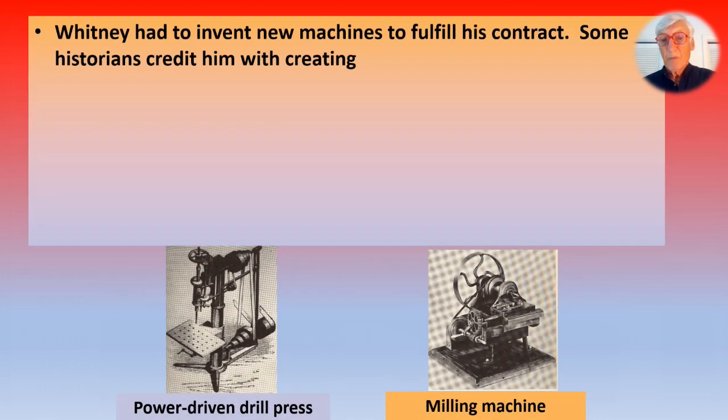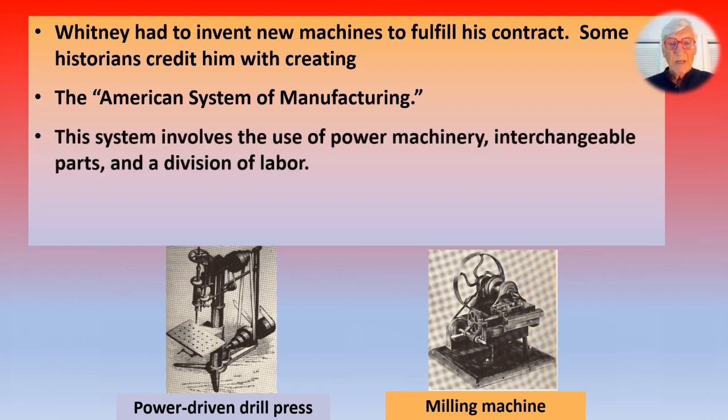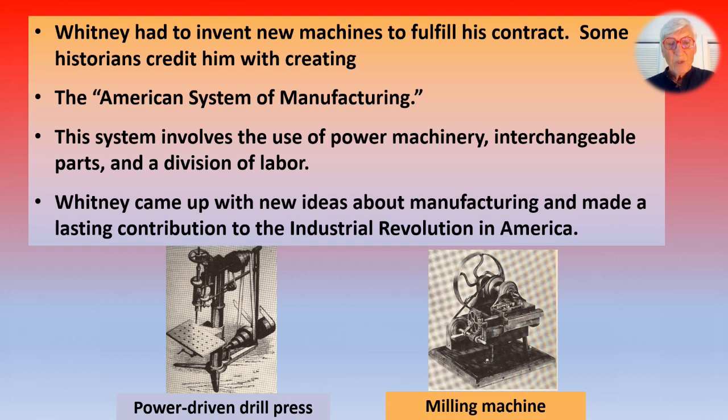Whitney had to invent new machines to fulfill his contract. Some historians credit him with cheating. In any event, it's sometimes called the American system of manufacturing. The system involved the use of power machinery, interchangeable parts, and division of labor. Whitney came up with new ideas about manufacturing and made a lasting contribution to the Industrial Revolution in America. So it was far beyond just his invention of the cotton gin.